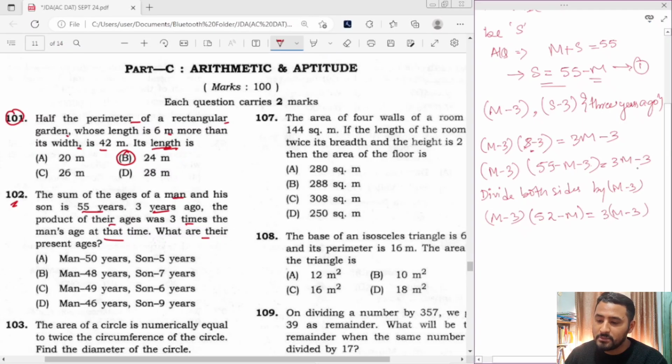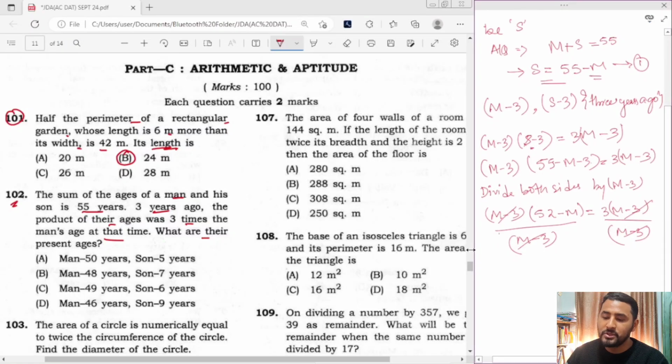It is multiplied, okay, so you could write it like this, 3 times the man's age. So you can divide by m minus 3, because we are dividing both sides. Both sides have m minus 3, so you can divide. Why? Because we can cancel this one, right? I hope you're getting this point. So let us see now. 52, what is remaining? Minus m is equal to 3, only 3.